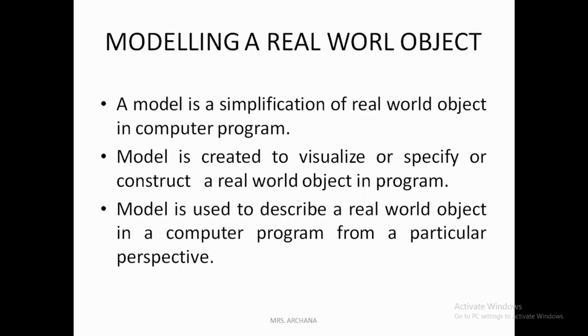We have learned in the previous chapters that abstraction is one of the main features of the object-oriented programming approach. Abstraction is done by modeling. A model is a simplification of a real-world object in a computer program, and it represents the real-world object. Some features of modeling in the object-oriented programming approach are shown in this slide.